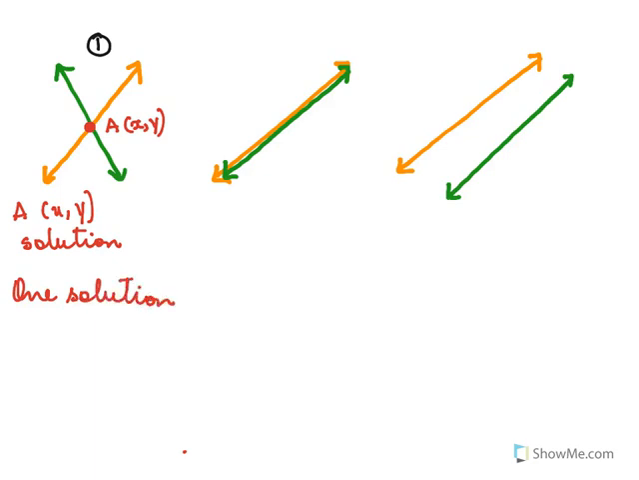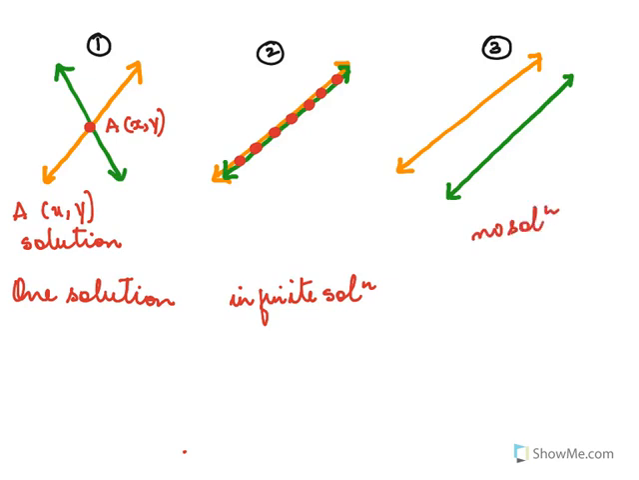Now when we go to the next one, how many points do these two lines intersect? They are coincident. They will intersect in infinite points. So how many solutions will this have? It will have infinite solutions, because they have infinite points where they meet. And now we go to the third case. We have these two lines, and these two lines do not meet at all, which means they have no solutions.